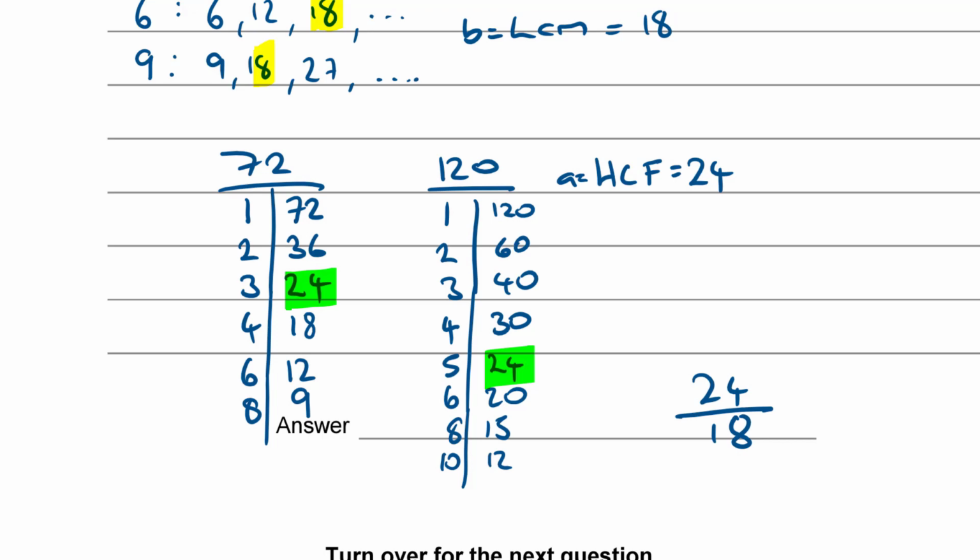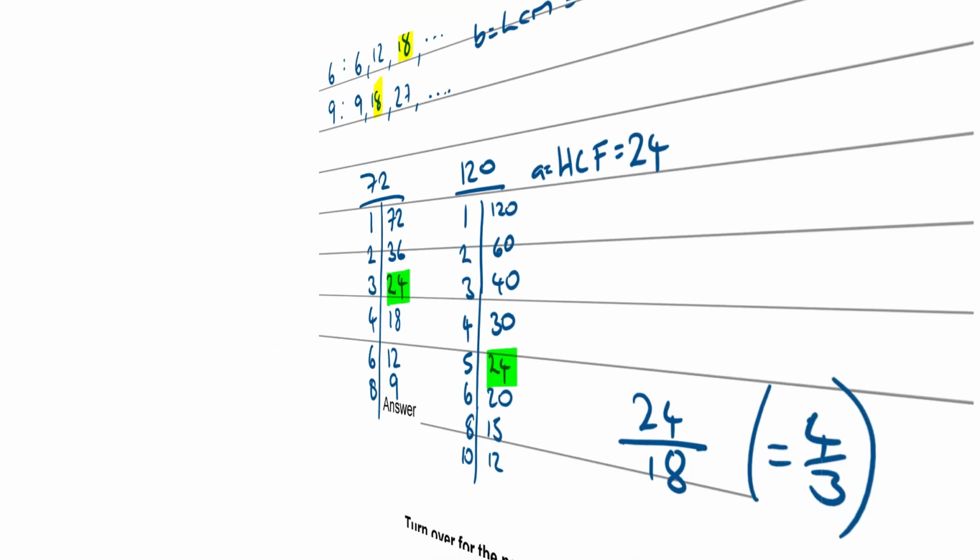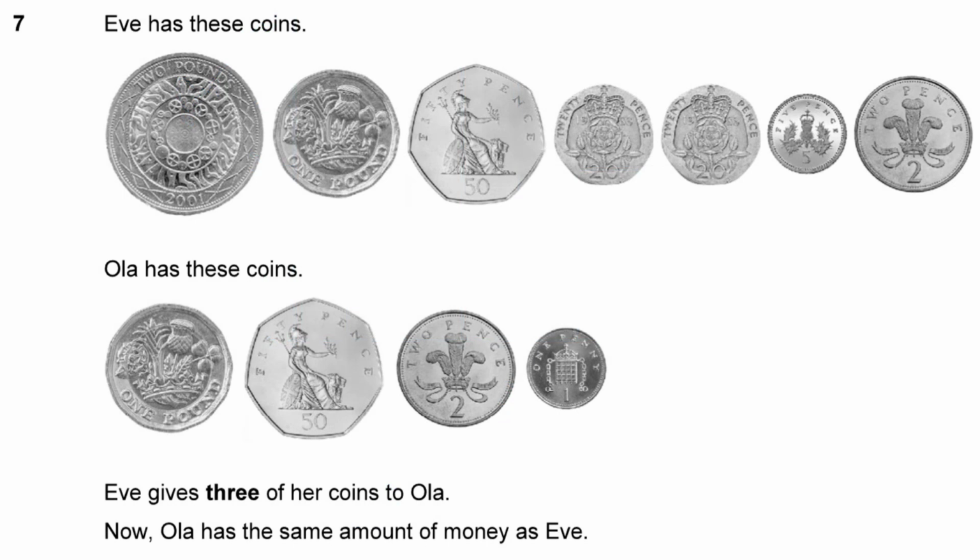Which I could cancel down, but I'm not sure I need to. So it could simplify to 4/3. Also an acceptable answer. Eve has these coins. So she's got a £2 coin, a £1 coin, 50p, 2 20s, a 5 and a 2 pence. Ola has these coins. She's got a £1, a 50p, a 2p and a 1p.